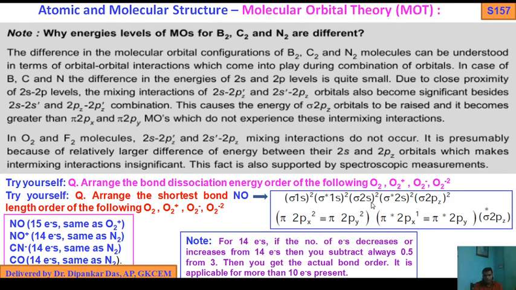Okay, MO electronic configuration: sigma 1s2, sigma star 1s2, sigma 2s2, sigma star 2s2, sigma 2pz2, pi 2px2 equivalent to pi 2py2, pi star 2px1 equivalent to pi star 2py, and sigma star 2pz. You can write up to pi star 2px1.